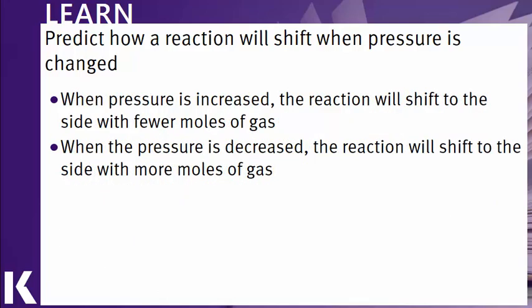That said, if there is at least one gas in the reaction, and both sides don't have equivalent moles of gases, these two rules will allow you to predict the shift without having to compare the equilibrium constant and reaction quotient. If we increase the pressure, the reaction will shift to the side with fewer moles of gas. And if we decrease the pressure, the reaction will shift to the side with more moles of gas. Let's use this information to predict how a reaction will shift when pressure is changed.